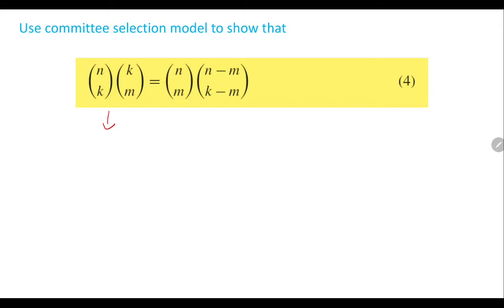So the left hand side says that out of n people you choose k, and then out of k you choose m. It means I have the information that out of the n people there are k people, and out of these k people there are m people. So I need two pieces of information: one is the k people, and out of k, m people.